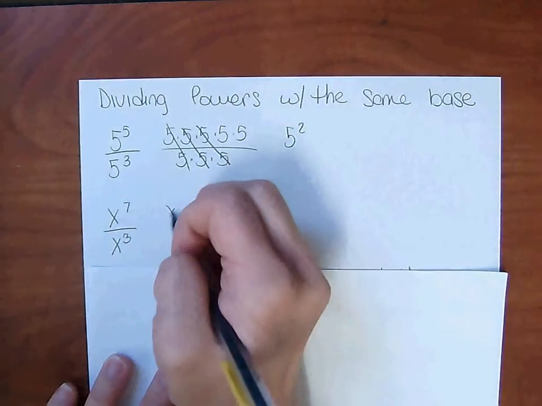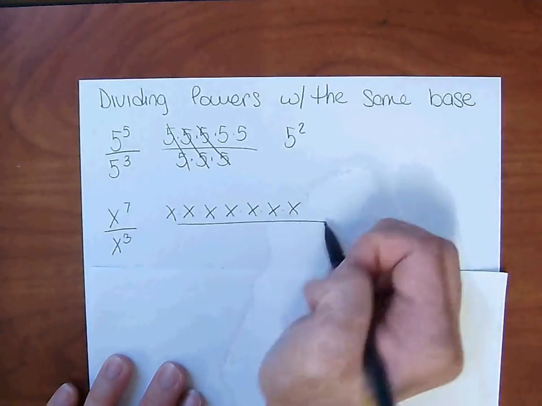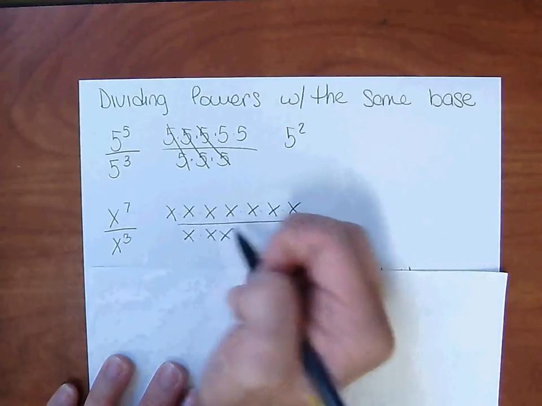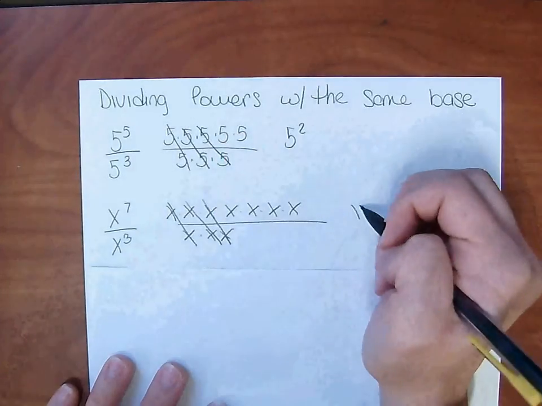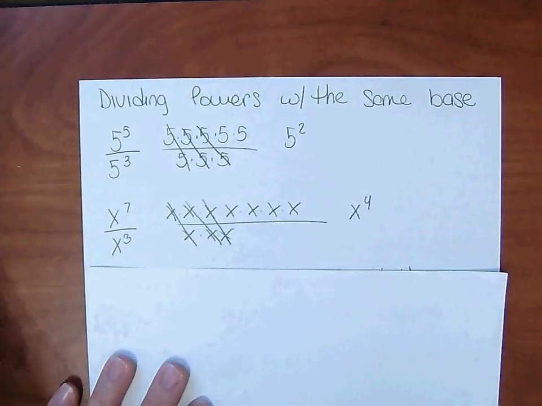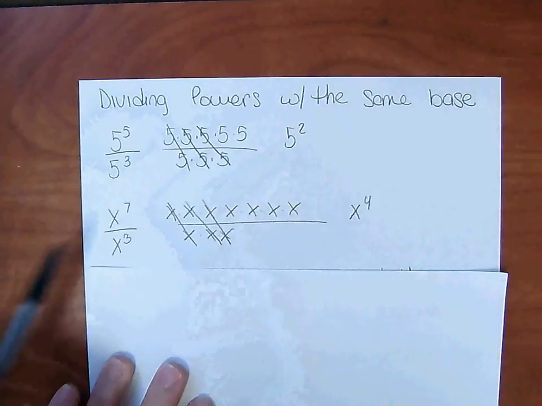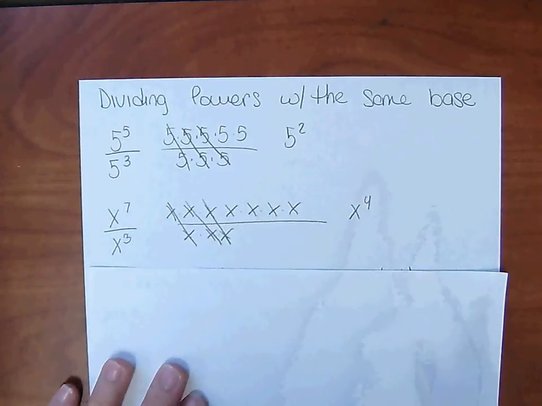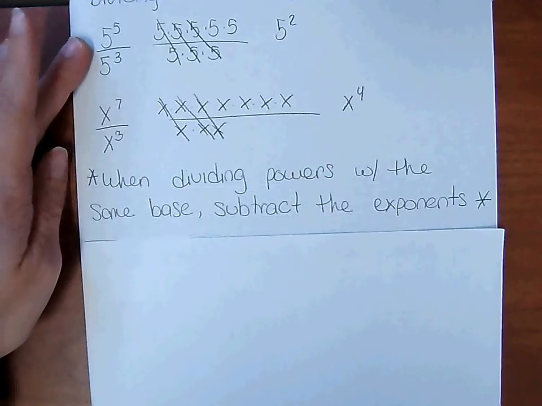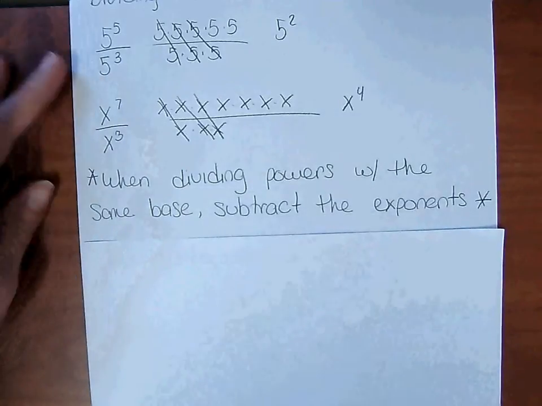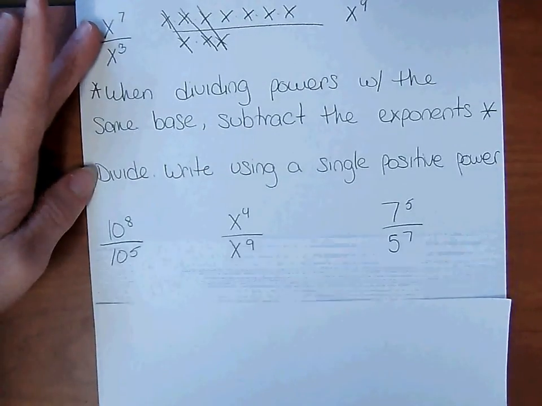X to the 7th is x times x times x times x times x times x times x over x times x times x. Again, we have factors in common, so these x's cancel out, and we're left with x to the 4th in the numerator. If you see 5 and 3, if you subtract them, you get 2, and 7 minus 3 is 4. So the law for dividing powers with the same base is: when dividing powers with the same base, subtract the exponents. So let's go ahead and divide, write using a single positive power.